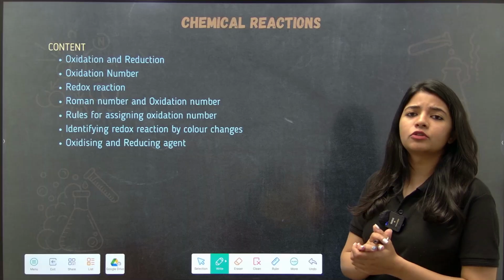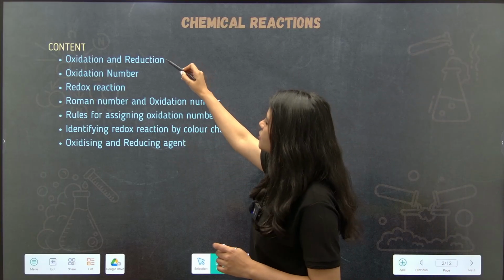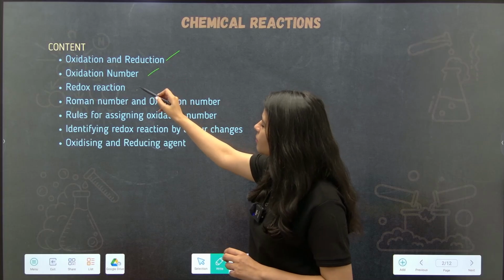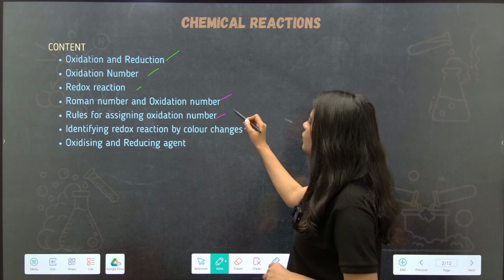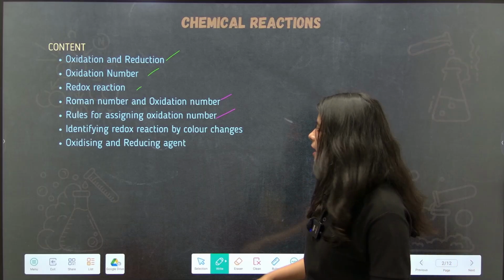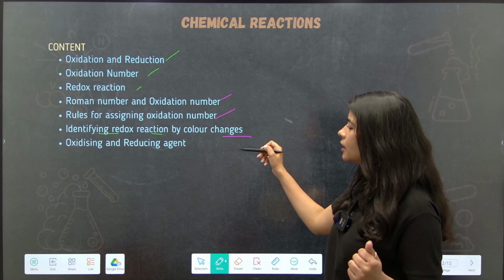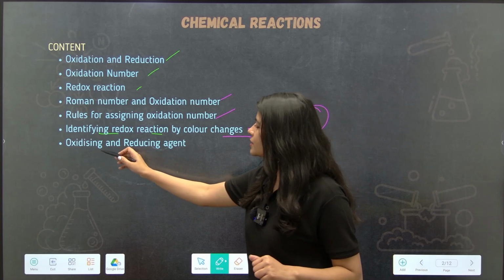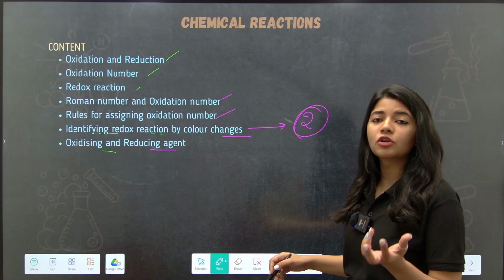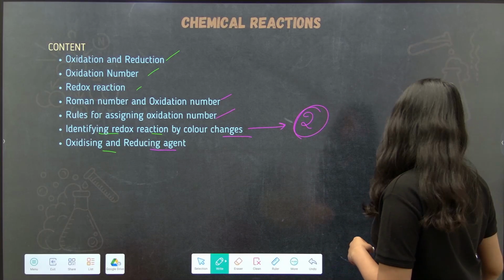Here we are going to talk about these particular topics. Oxidation and reduction, oxidation number, redox reaction, then Roman number and oxidation number. Then we are going to talk about the rules which are assigned for oxidation number. Then identifying redox reaction by color change. We are going to talk about 2 examples in this. Then oxidizing agent and reducing agent, what are they? And then we'll do some related questions for our practice.